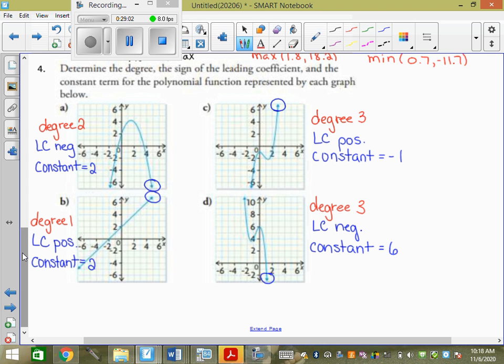What's the domain and range for B, C, and D? Yeah, x is all real numbers and y is all real numbers because of the end behavior, right? A is going to be x is all real numbers, but my range is going to be y is less than or equal to 4. So you have to watch when we do quadratics on Monday that it's going to change.